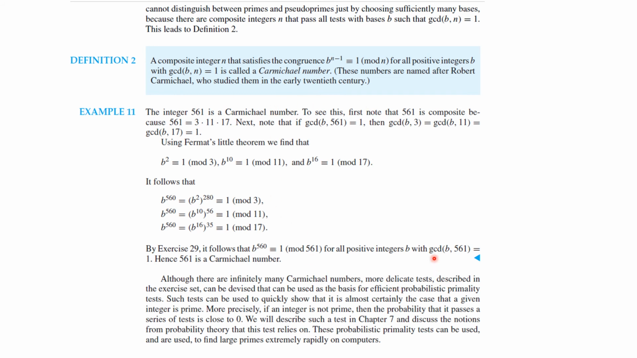Now, one can prove, and number theorists do, that there are infinitely many Carmichael numbers, but more delicate tests can be used to test for primality. And this is what's being done a lot with the Great Internet Mersenne Prime Search. And so, again, that's an important activity for the mathematical community, and I talked about that in an earlier lecture.